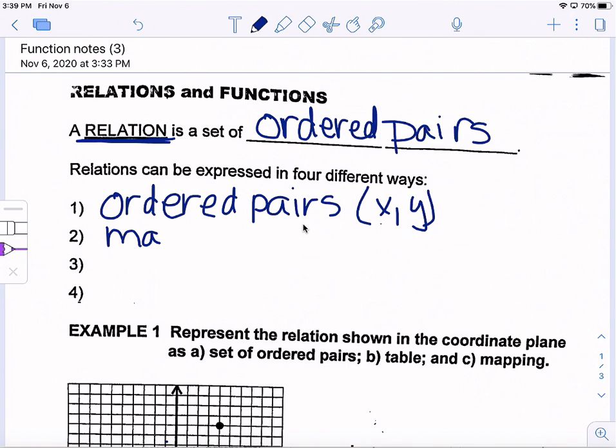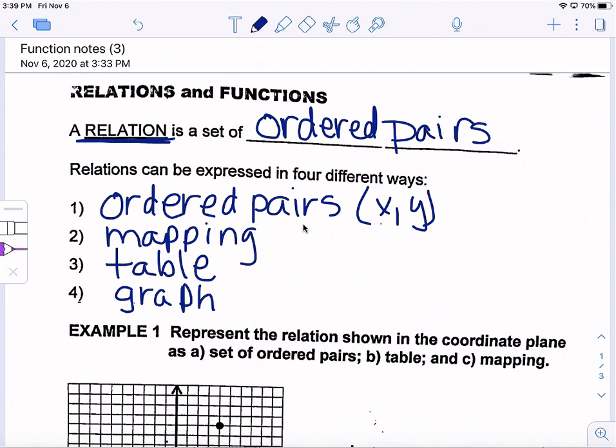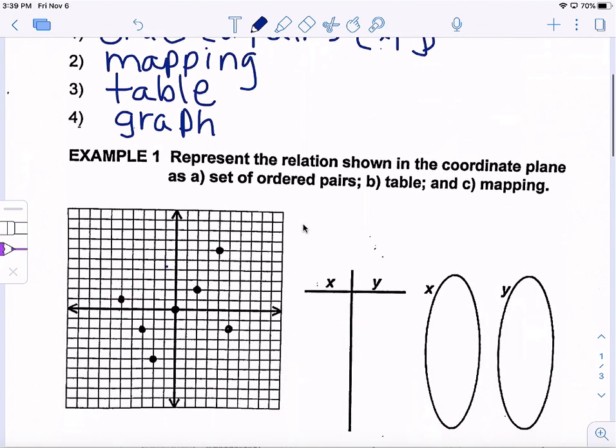Mapping, and we'll talk about mapping today. A table, you can put the ordered pairs in a table, or a graph. You can graph those ordered pairs. So we're going to represent the following relation shown in the coordinate plane as a set of ordered pairs, a table, and mapping. So we're going to identify these 1, 2, 3, 4, 5, 6, 7 points.